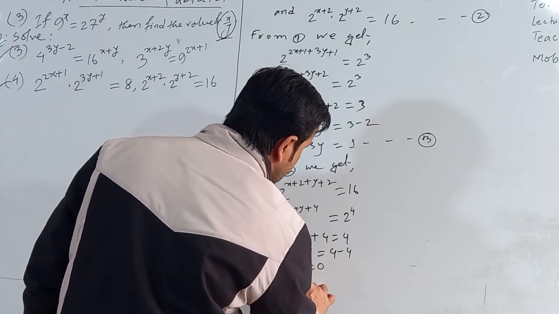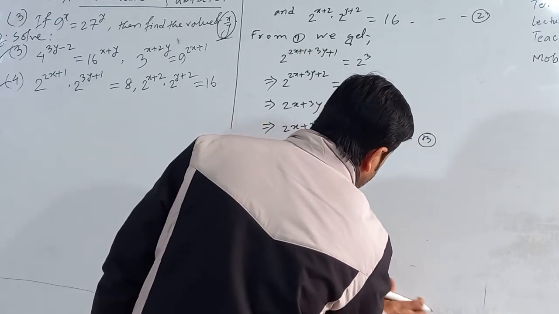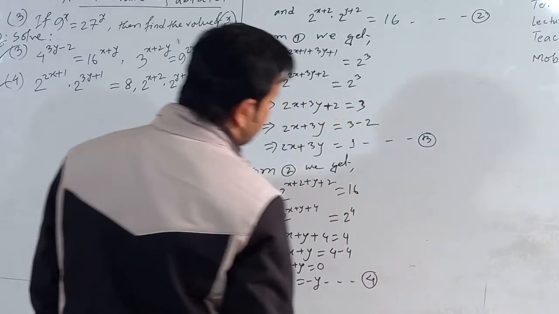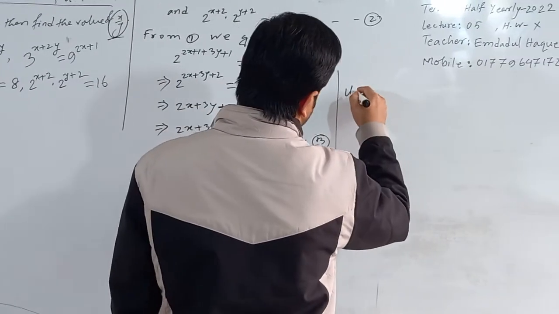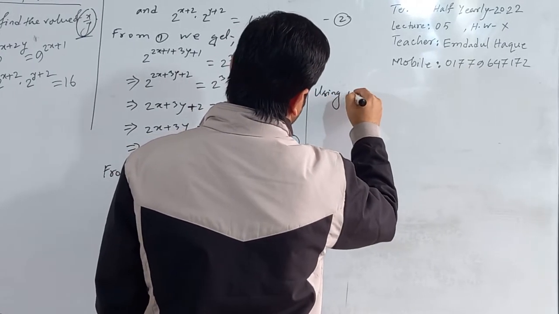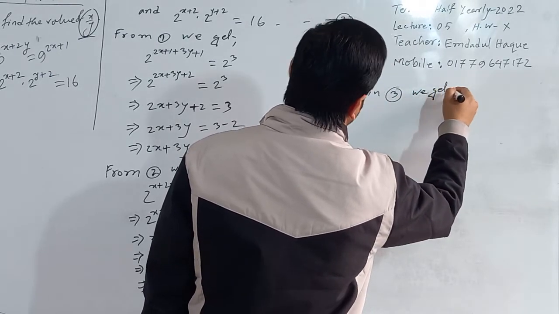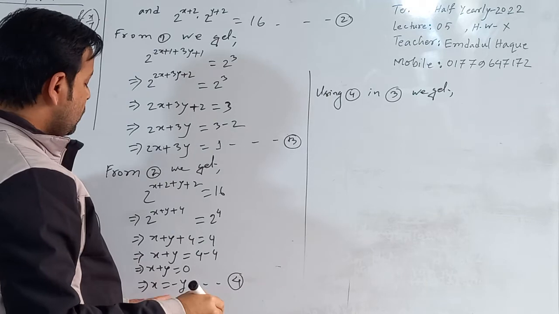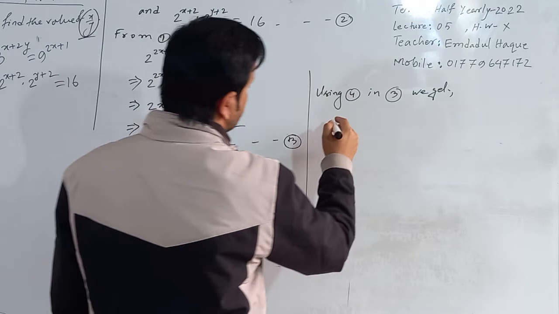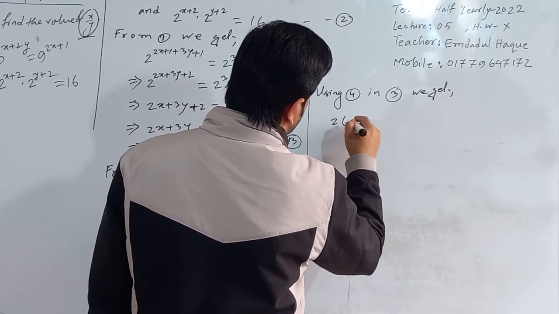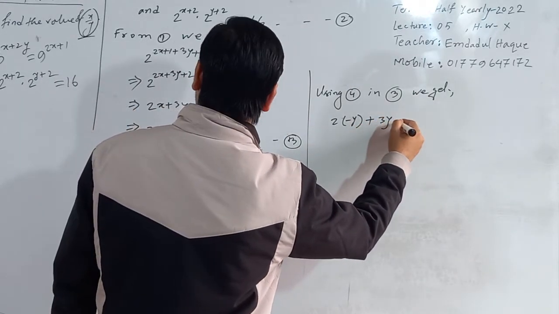It means x plus y equals 0, that implies x equals minus y. This is equation 4. Using equation 4 in 3 we get, what will we get here? Now we have to use minus y in replacement of x. So we can write 2x plus 3y: 2 into, instead of x we write minus y, plus 3y, that is equal to 1.